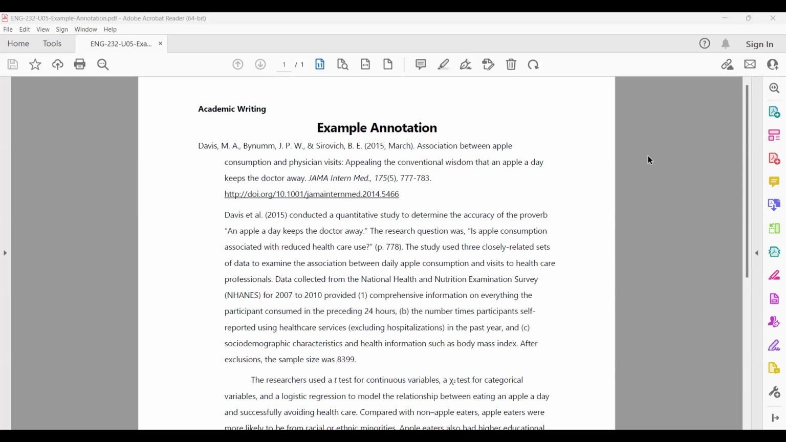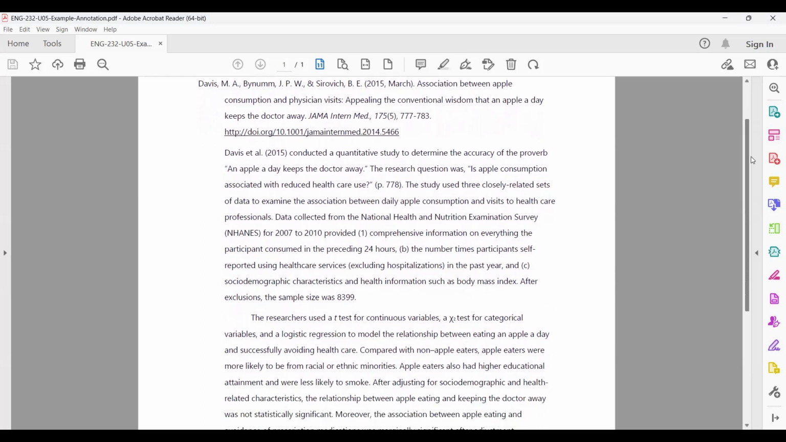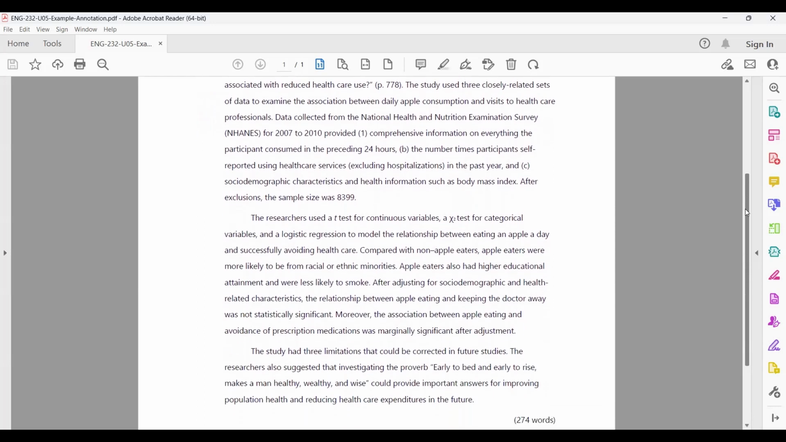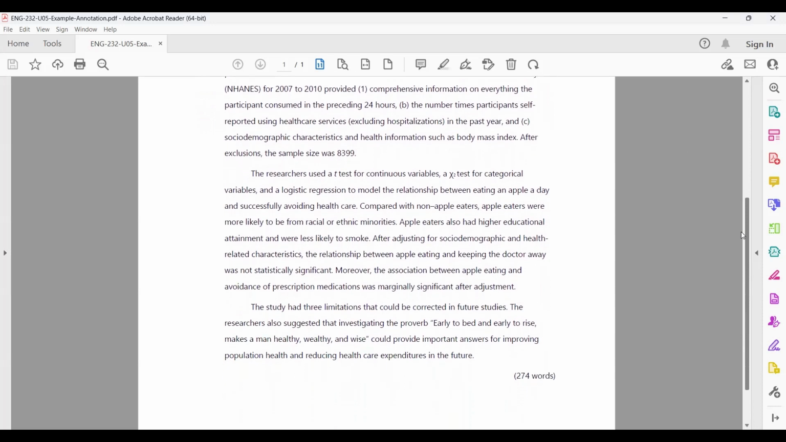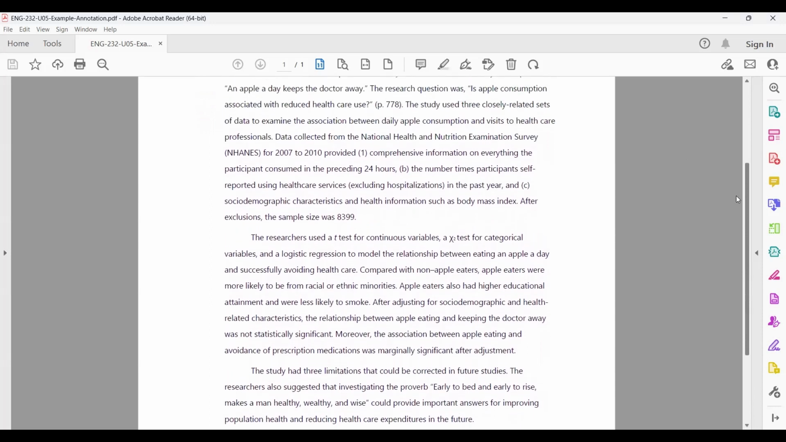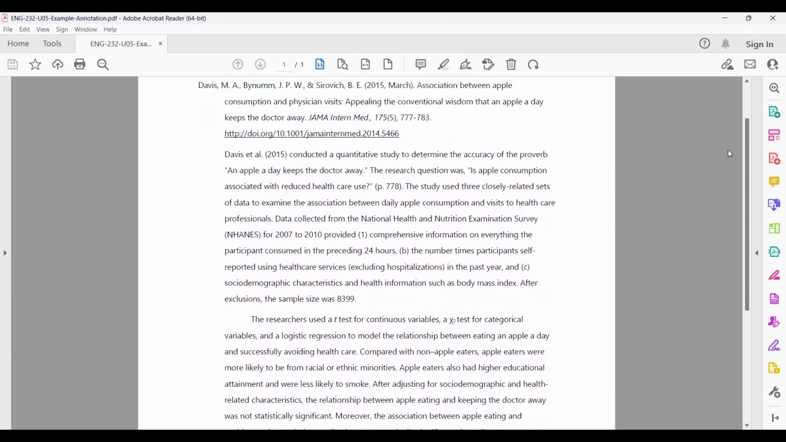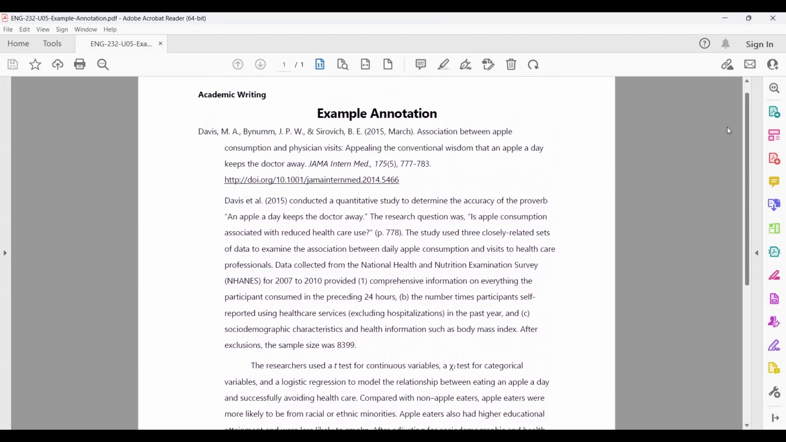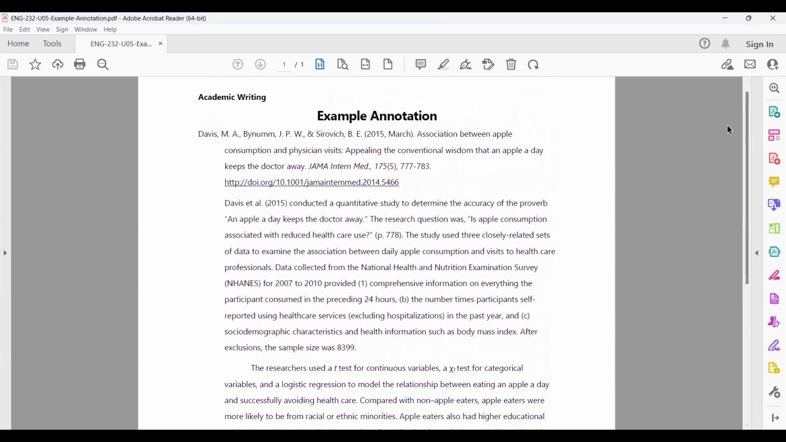Because the article was quite long, the annotation is a little longer than usual too. As we scroll down the page, you can see that this annotation actually has 3 paragraphs to it. When you read a shorter article, the annotation may be just 1 paragraph.